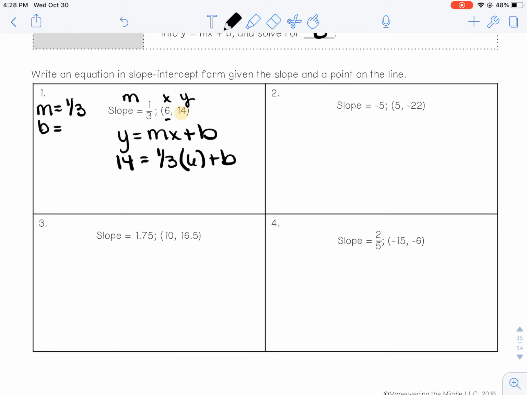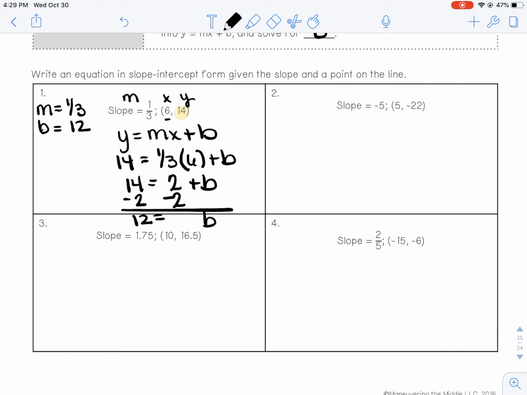Well, 1/3 times 6, in your calculator, you would do 1 ABC 3 times 6. You should get 2. Now you have a one-step equation. You've been doing that since 6th grade, if not before then. To get b all by itself, we need to remove the 2. So I'm going to either add it or subtract it. And I hope you were thinking that you need to subtract it. And what you do to one side of the equal sign, you've got to do to the other. So b is equal to 12. I'm going to put that right up here. Okay, because 14 minus 2 is 12.